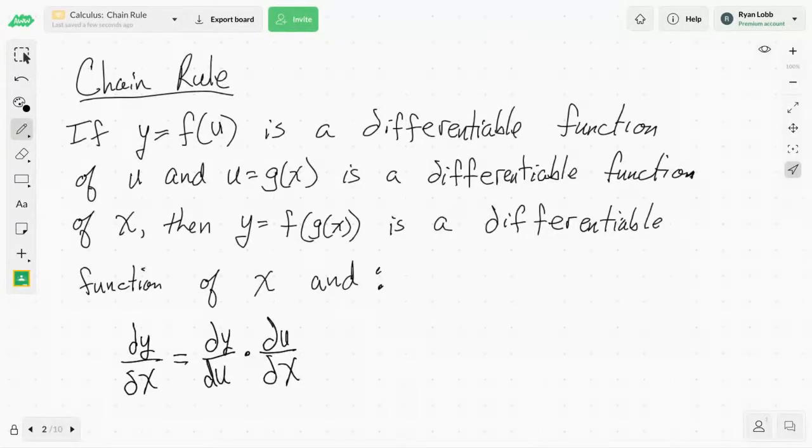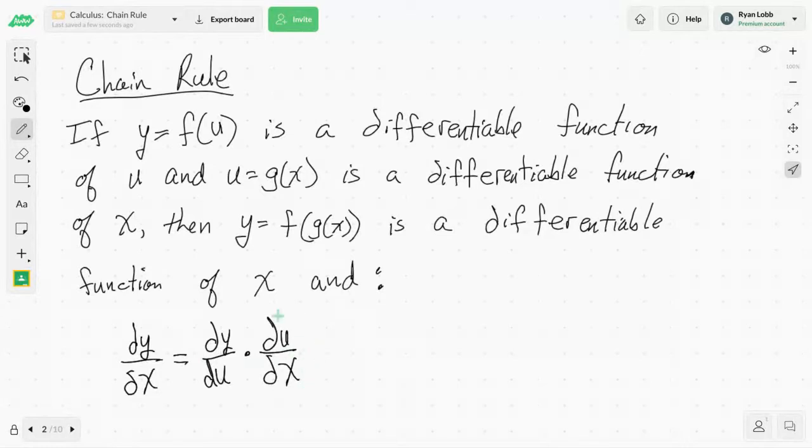And you can see what's nice about this Leibniz notation, using these differentials, dy, du, is that they act as though they're fractions. And if I multiplied these fractions together, and manipulate them as though they were fractions, you could see that the du's would cancel and you'd have dy dx equals dy dx.